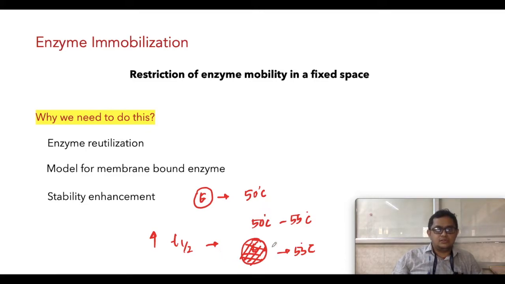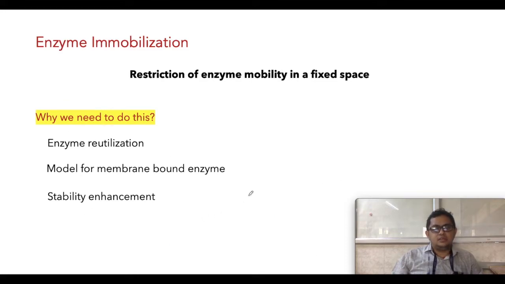This is not only applicable for temperature, it is also used to some extent for different pH too. So these are the three important reasons why we need to do immobilization. Basically, you don't need to do it all the time. Only when you need it for certain purposes can you use that. So this is what enzyme immobilization is.